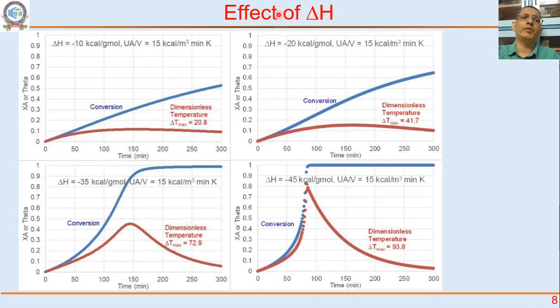This is what I was talking about, effect of delta H. As I increase delta H, 10 kilocalories per gram mole, 20, 35, 45, you see how the peak temperature, delta T max, is increasing. So here, if you see minus 45 kilocalories per gram mole, delta T max is 93 and it is 80% of 0.8 times this temperature rise. That means it is increasing by 70 degrees centigrade.